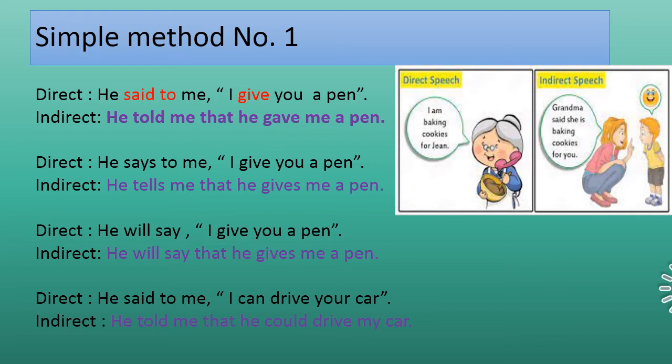that is, me. Direct speech: he says to me, "I give you a pen." Indirect speech: he tells me that he gives me a pen. Direct speech: he will say, "I give you a pen." Indirect speech: he will say that he gives me a pen. In this sentence, future tense is used, "will say" in the reporting speech, therefore no need to change the tense of the reporting speech.